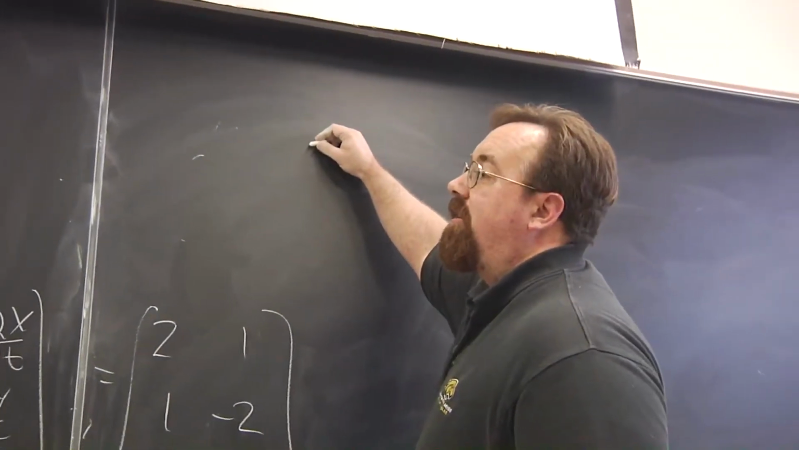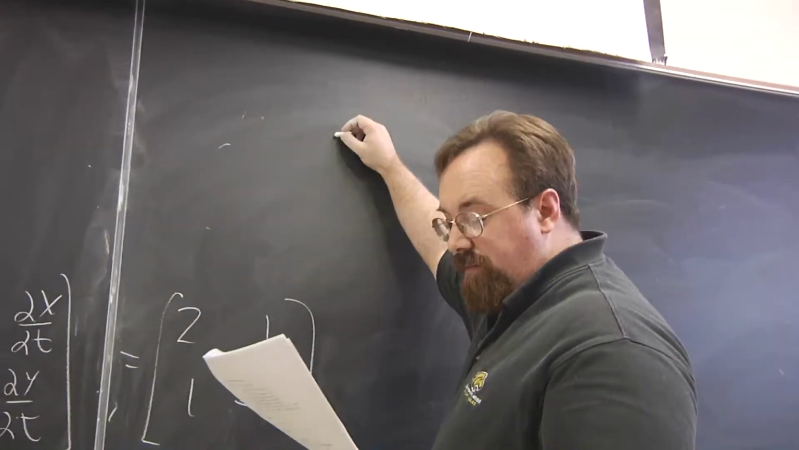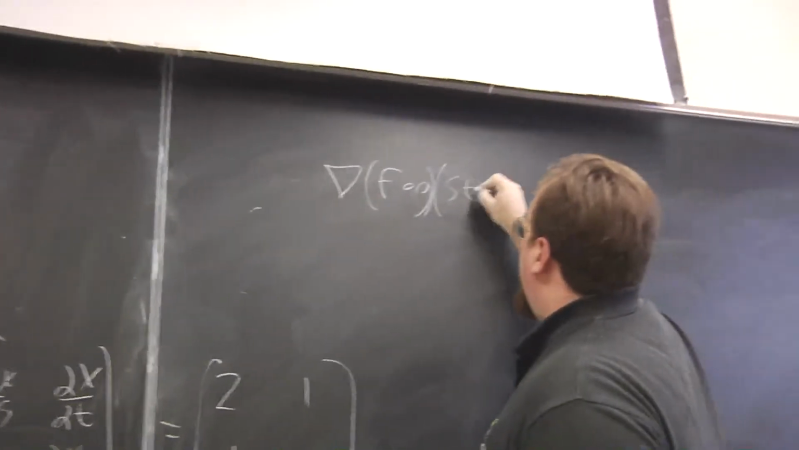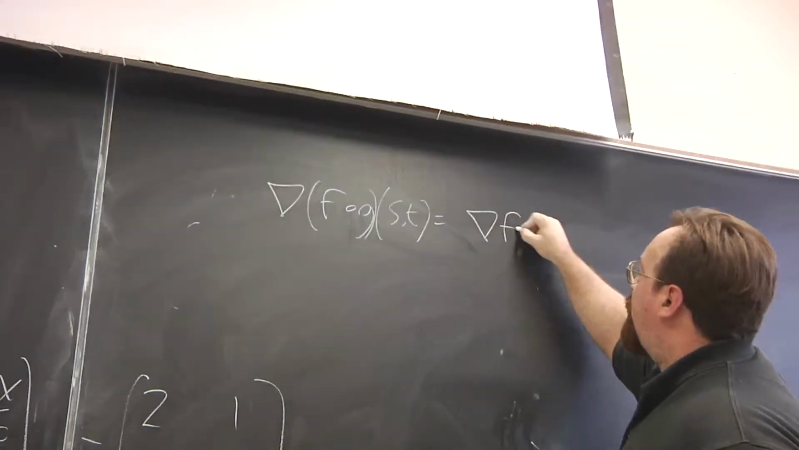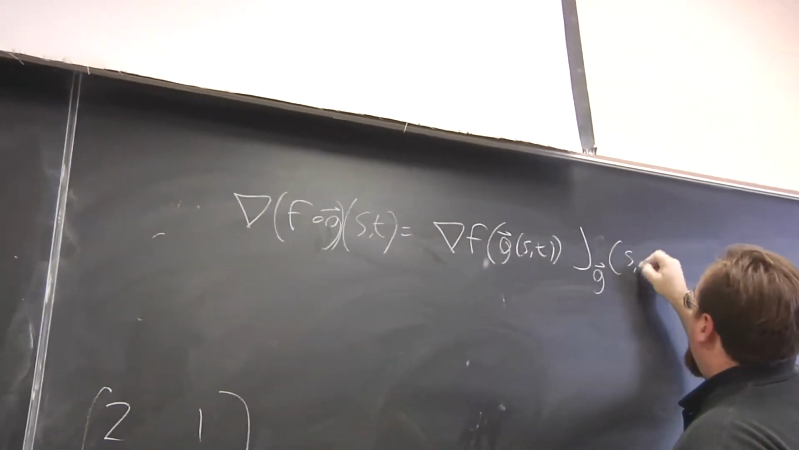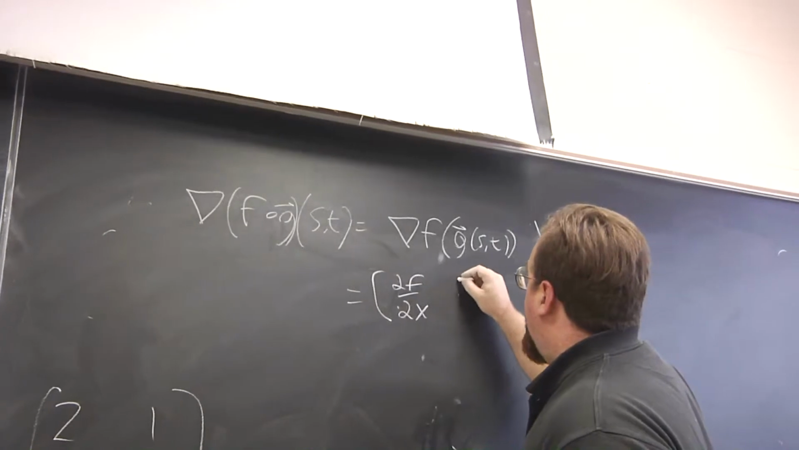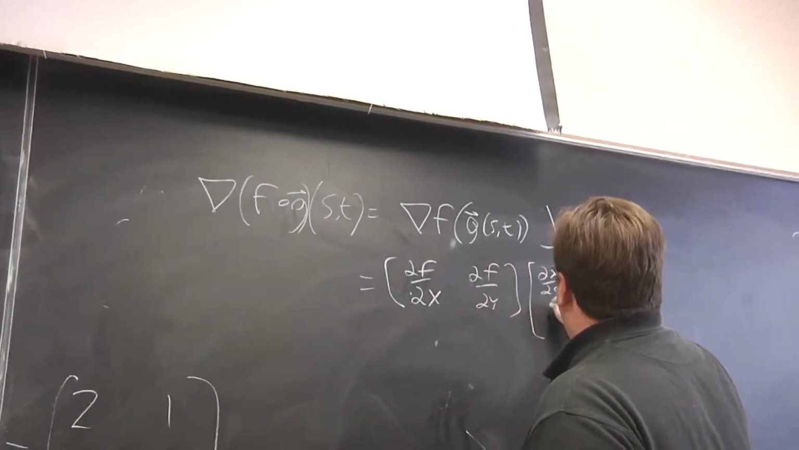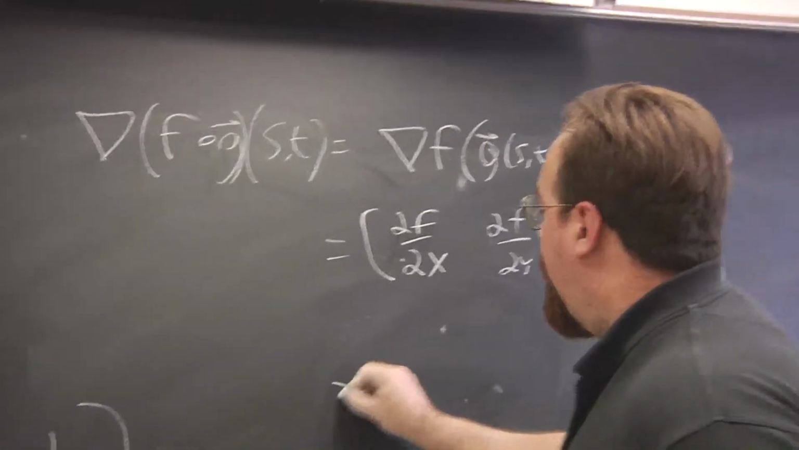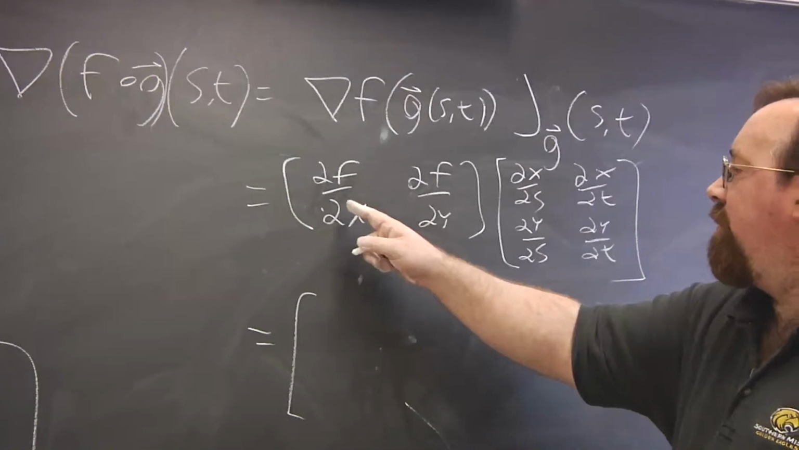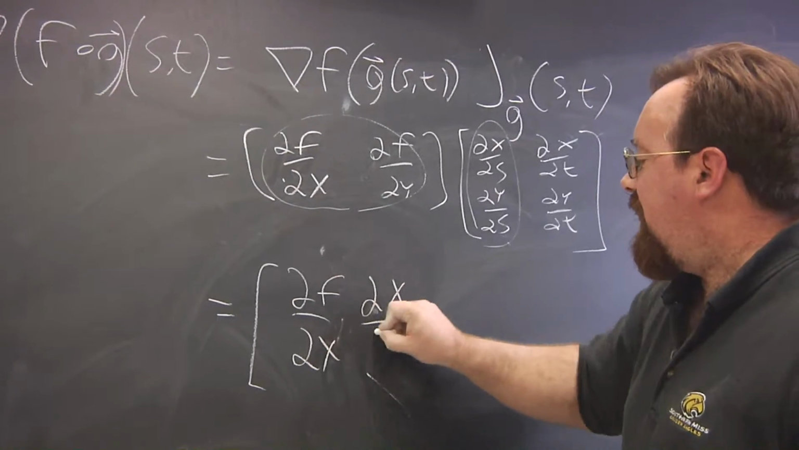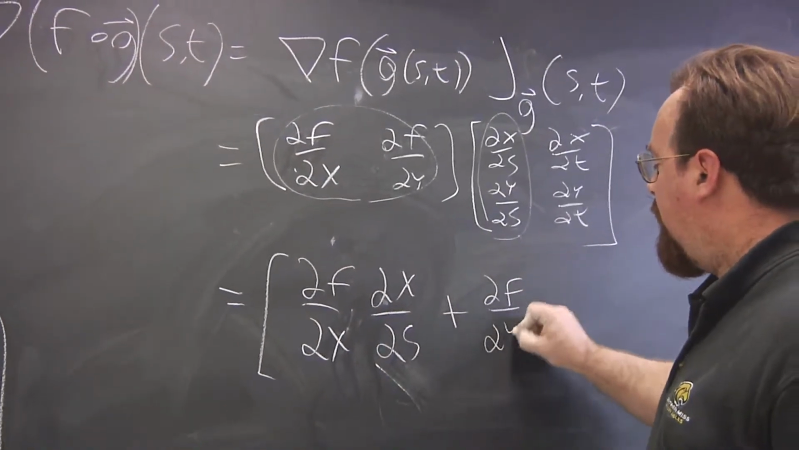So what we have here is a scalar valued function of two variables. So the gradient of f composed with g evaluated at s and t is going to be the dot product of the gradient of f evaluated at g times the Jacobian of g evaluated at s and t. So that would mean df/dx, df/dy, times dx/ds, dy/ds, dx/dt, dy/dt. So we multiply this out, we take the dot product of this row with this column. So we'll have df/dx dx/ds plus df/dy dy/ds.